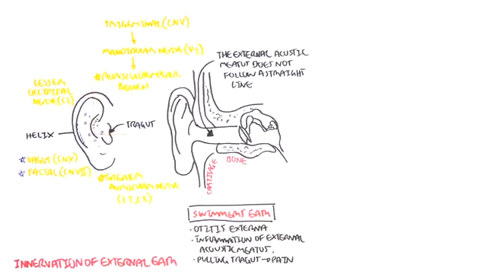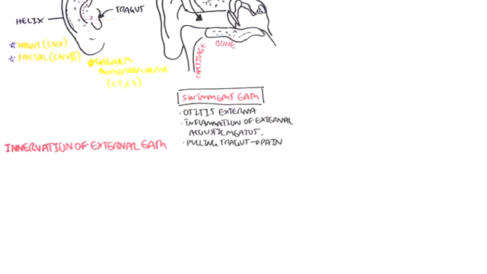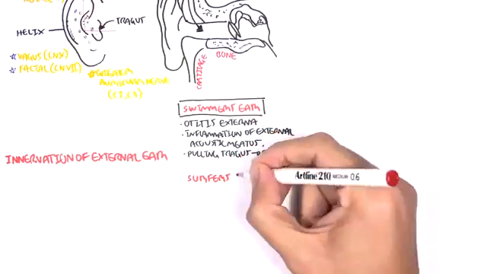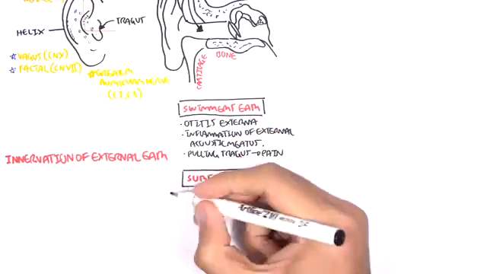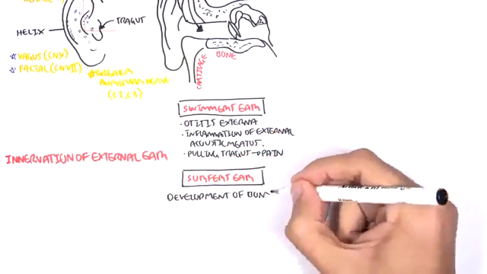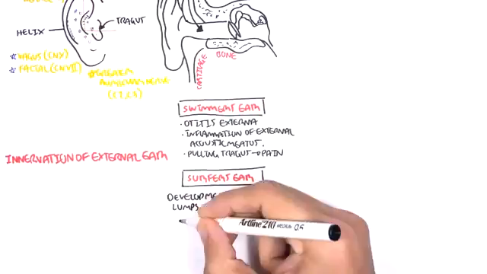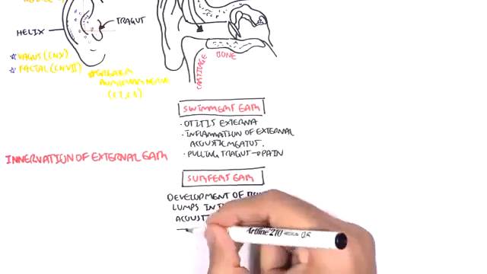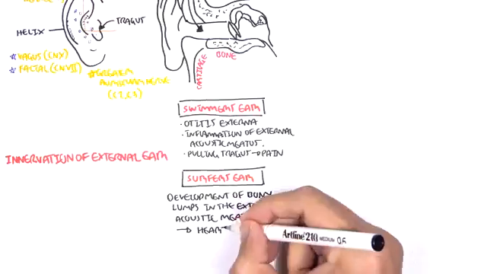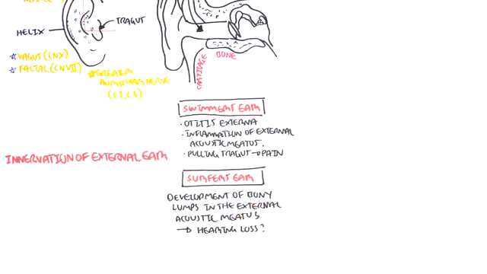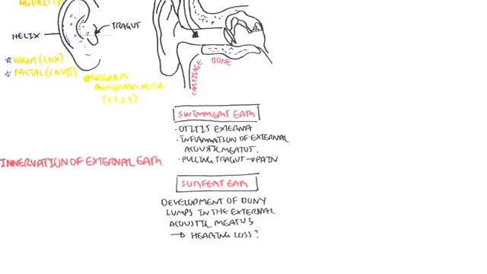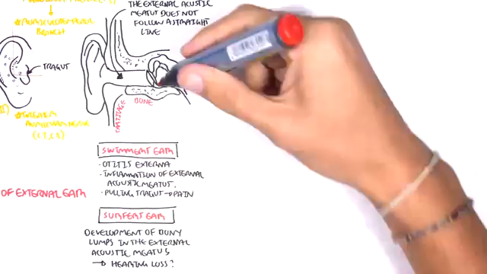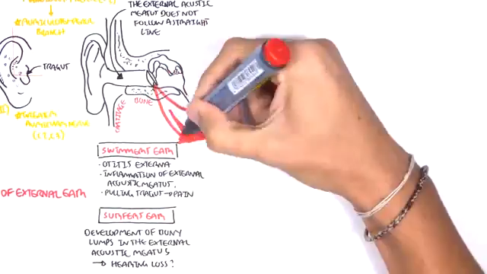There is also another condition of the external ear known as surfer's ear, which is where there is a development of bony lumps in the external acoustic meatus. It's not dangerous, but can potentially lead to hearing loss. But surfer's ear is common in the surfing population groups. Okay, so that was for the external ear.